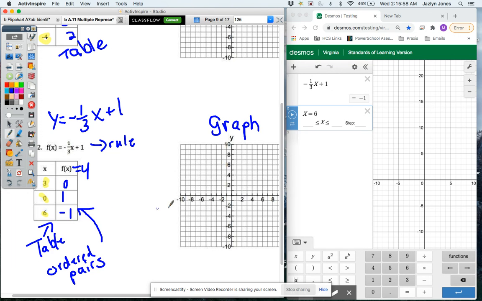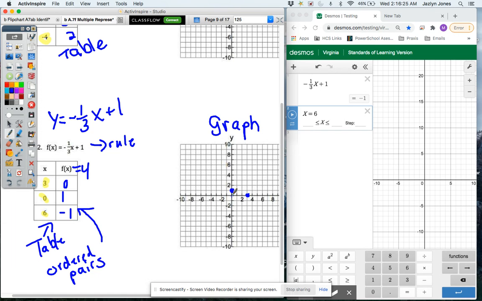And my first ordered pair tells me that I am going to go to my x. It's a positive x, so I'm going to go to the right 3 times. 1, 2, 3. And then I'm just going to stay there because my y is 0. So I'm going to put a little dot right here. Okay. And then it told me go back to 0. Well, I stay there and go up 1.